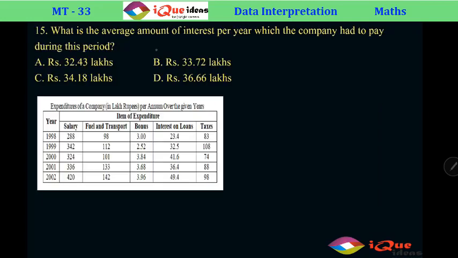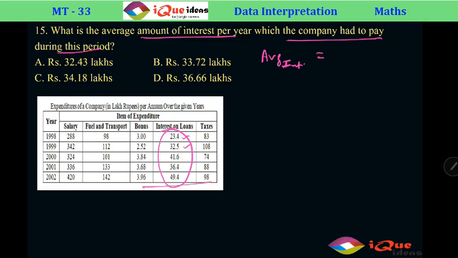The first question of this data says: what is the average amount of interest per year which the company had to pay during this period? So for average interest per year, what do we need to do? Add all the interests and divide by the number of years. Now what are the interests? These are the interests, interest on loans. Add all of them. It is simple addition, add carefully.